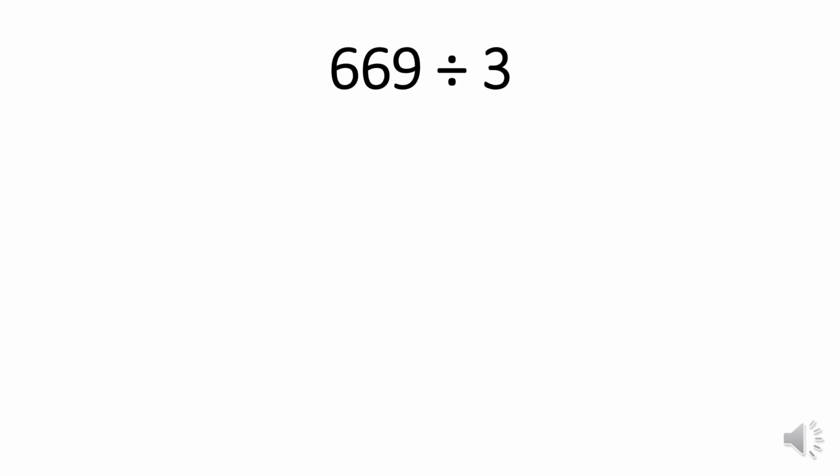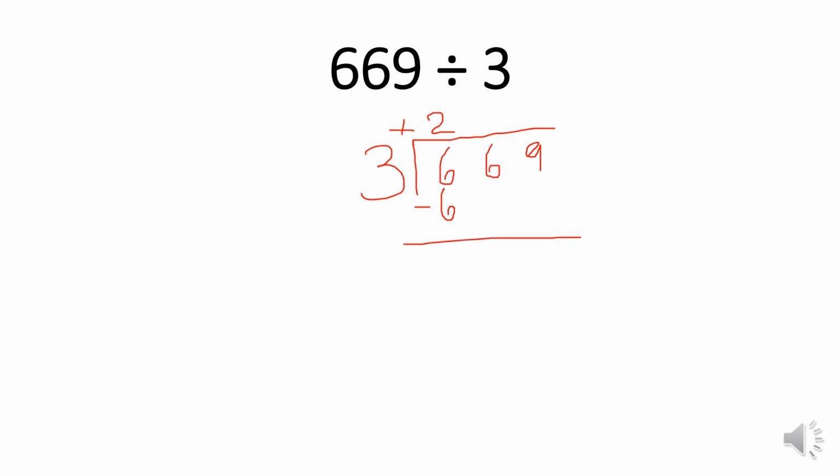Let's look at another example. We have 669 divided by 3. So we're going to write it like this. 3 into 6, 6, 9. First number. 3 can go into 6 2 times. The next step is to multiply. 3 2s are 6. Then we take away. 6 take away 6 is 0.